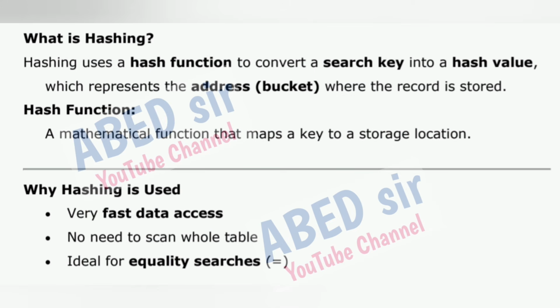What is hashing? Hashing uses a hash function to convert a search key into a hash value, which represents the address, bucket, where the record is stored. Hash function. A mathematical function that maps a key to a storage location. Why hashing is used? Very fast data access. No need to scan whole table. Ideal for equality searches.